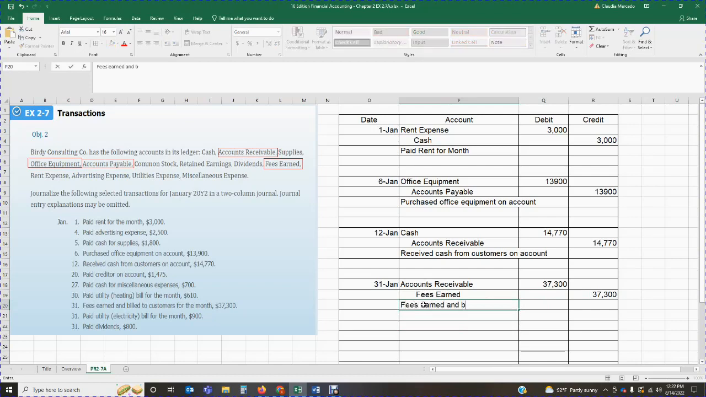Fees earned and billed to customers. Remember, services were provided. We've done everything on our end. Now they owe us money, so we have to set up a receivable. That way we remember. Now accounts receivable, we should keep a very close eye on. We will cover accounts receivable later on in the semester. But accounts receivable is something that you have in your books, and the longer you wait to collect, the more likely it is that you're not going to collect that money. So you have to monitor your accounts receivable account very closely.